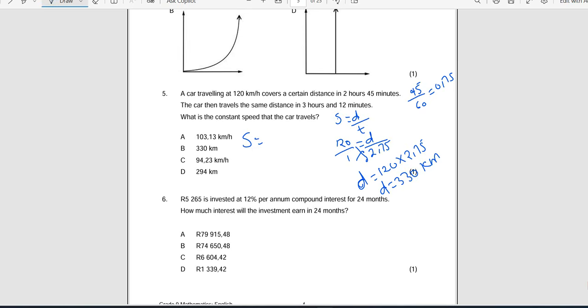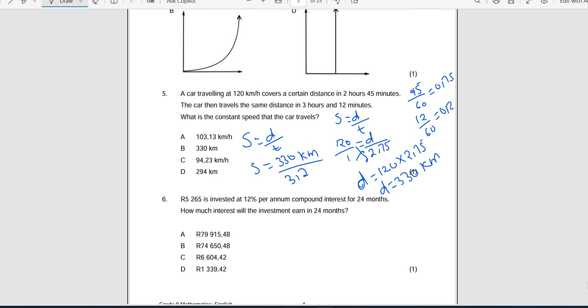So S is going to be distance over time. My distance is 330 kilometers. And for the time, the car travels the same distance in 3 hours 12 minutes. This 12 minutes is going to be 12 divided by 60, which gives me 0.2. Plus this 3, it's going to be 3.2 hours.